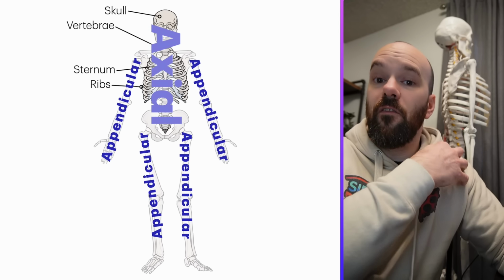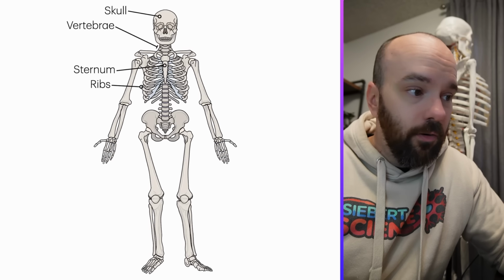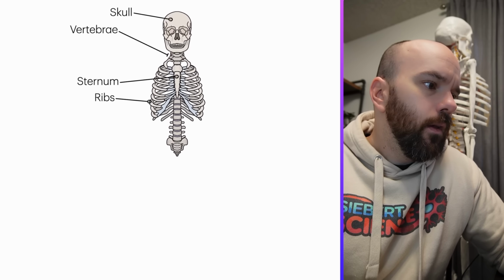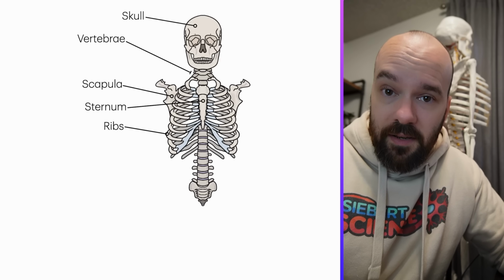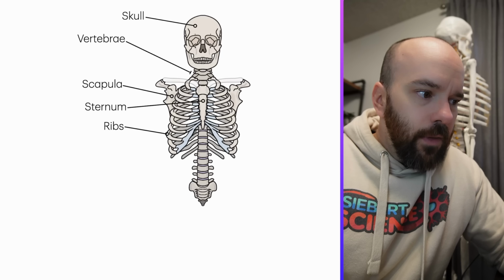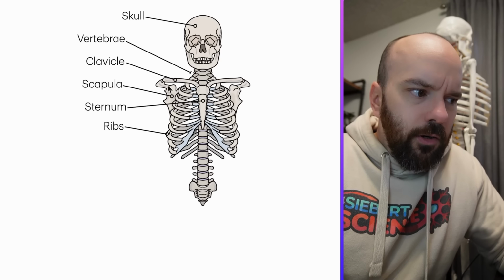These will be the bones of the arms and legs, and we're going to look at those next. So, appendicular skeleton time. Let's zoom in here in our diagram, and we're going to do the shoulder blades next, and those are called the scapulas. And connected to the scapulas are the clavicles.